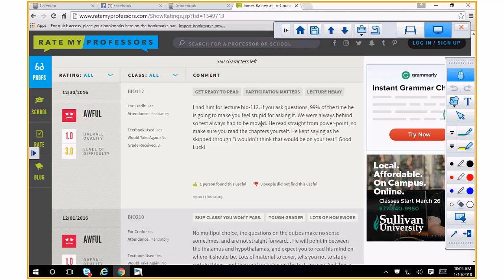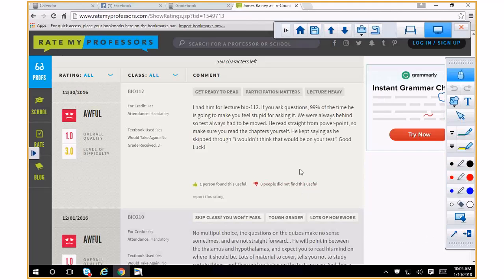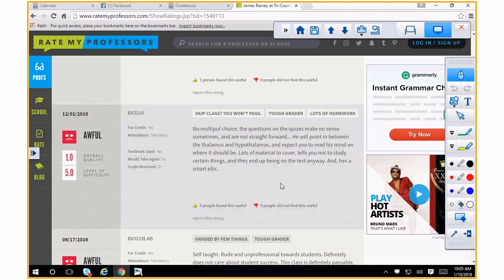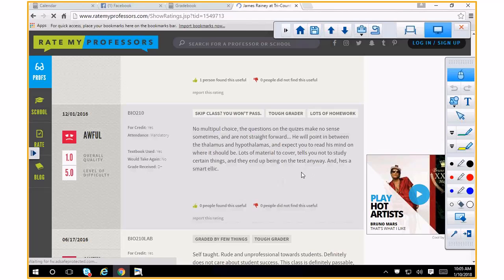Oh yeah, make you feel stupid. Now again, you've got a paragraph. Look and see how well it's put together. And I don't know grammar that well, but it looks like to me they can at least spell. No multiple choice. He will point in between thalamus and the hypothalamus, whatever. That's true.